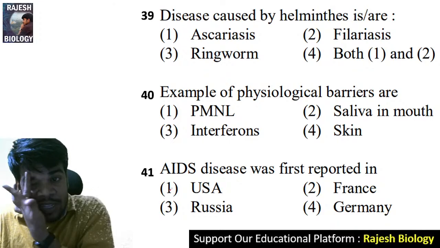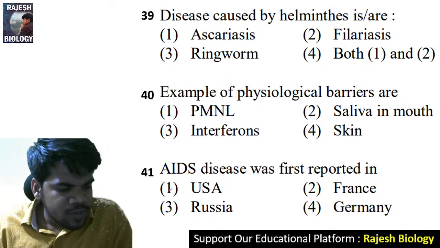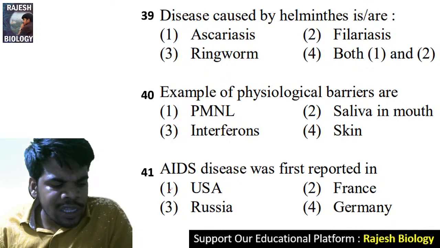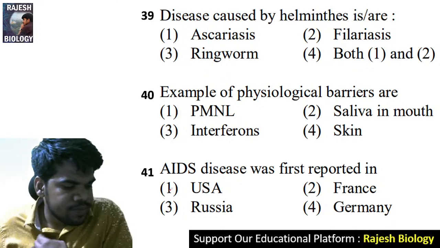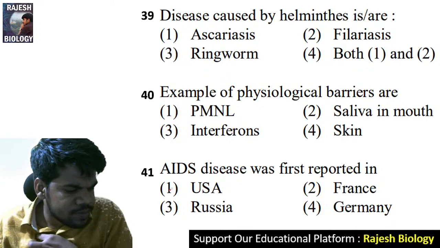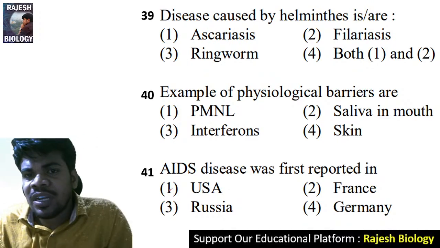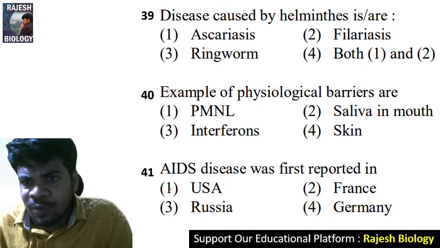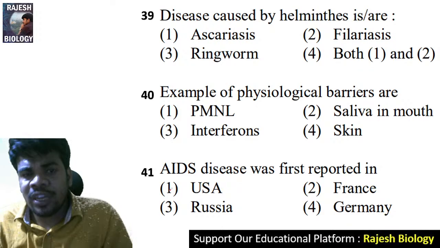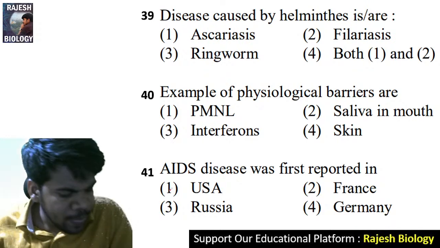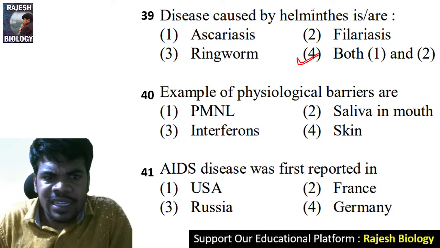Diseases caused by helminths are... Here also I'll check how you are going to think and how you are going to give the answer for this. Caused by helminth. Yes, very good, Chandrika. Both. Ascariasis is because of Ascaris lumbricoides, that is a nematode parasite. Filariasis is because of Wuchereria bancrofti, that is also a nematode. So both are helminth diseases.